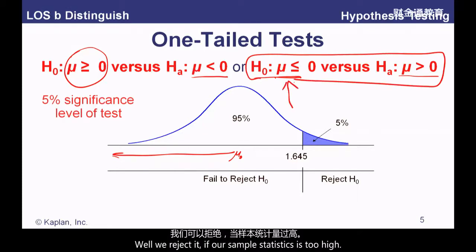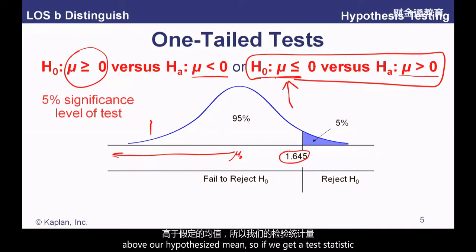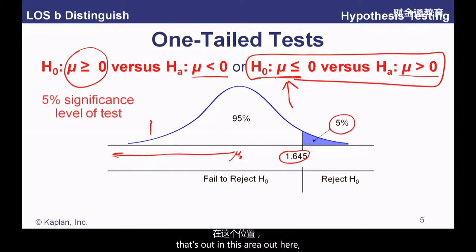Well, we would reject it if our sample statistic is too high, but not if it's too low. A low value, we can't reject that the mean is less than or equal to 0. It could well be less than 0 if we get a value down here. When we'll reject is if we are statistically significantly above our hypothesized mean. So if we get a test statistic that's out in this area out here, then we're going to reject the null hypothesis.